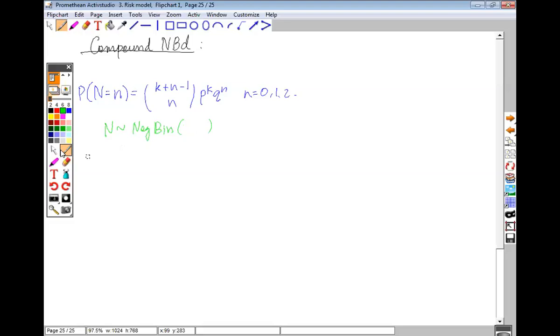What is it? It's k and p, right? So n is the random variable's value here. What is k? K is the number of successes that we have, and p is the probability that you will observe a success. So here, what is our success? The success is a claim occurring. So maybe it is incurring a loss, but that is what we are looking for. So that is how we define our successes here. So p would be the probability of observing a particular claim.